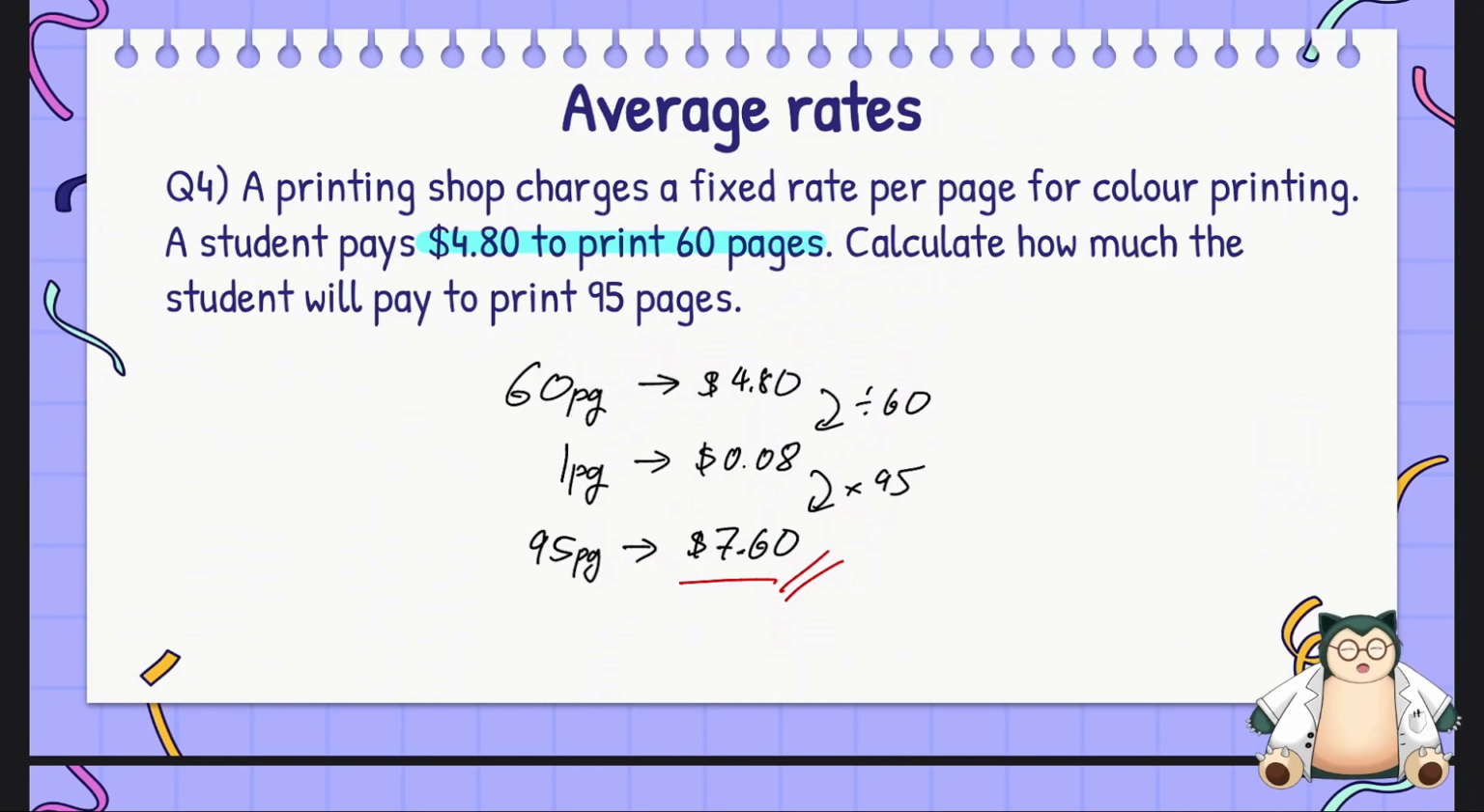For this question, take note that your final answer should be left in 2 decimal places. If you leave it as $7.60 written in 1 decimal place, this will be wrong, because we don't write money in 1 decimal place. Always 2 decimal places, or if it's a whole number, you can just stop at the whole number.